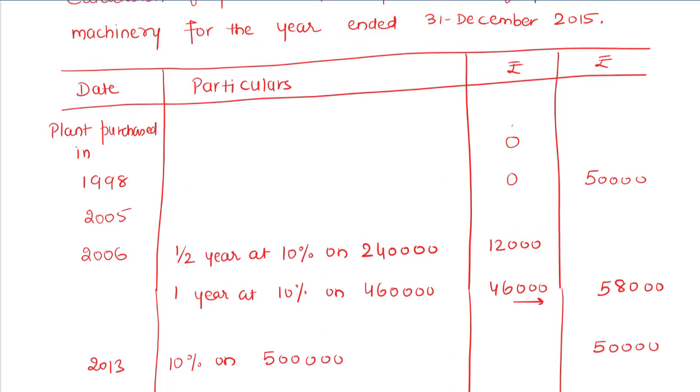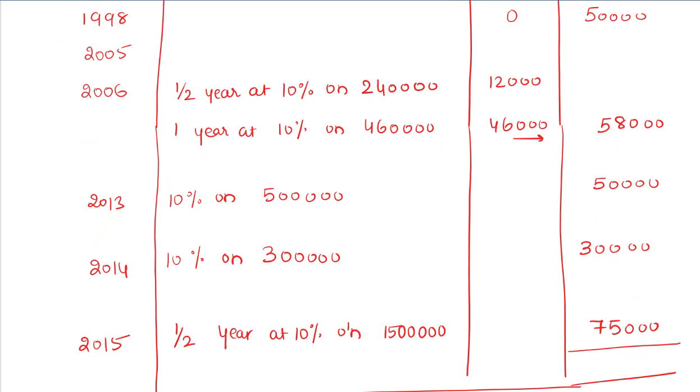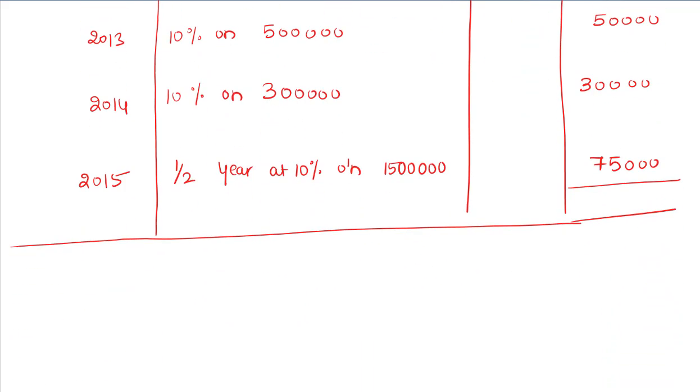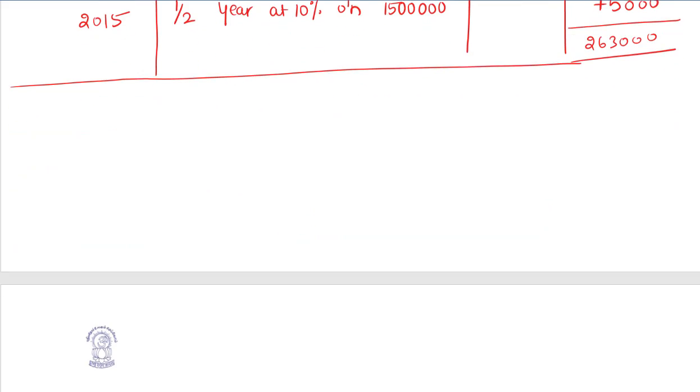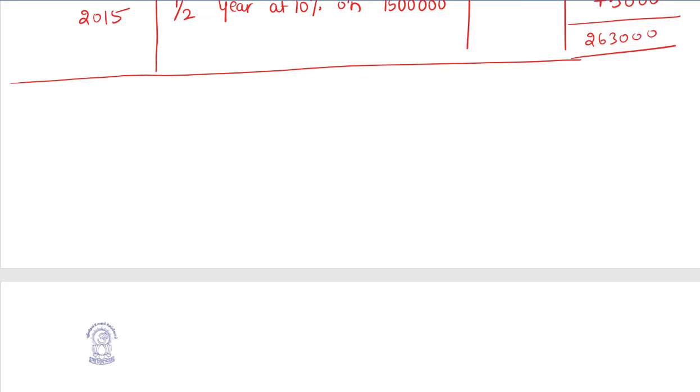Let us do the totals quickly. 50,000 plus 58,000 plus 50,000 plus 30,000 plus 75,000 is 2,63,000.